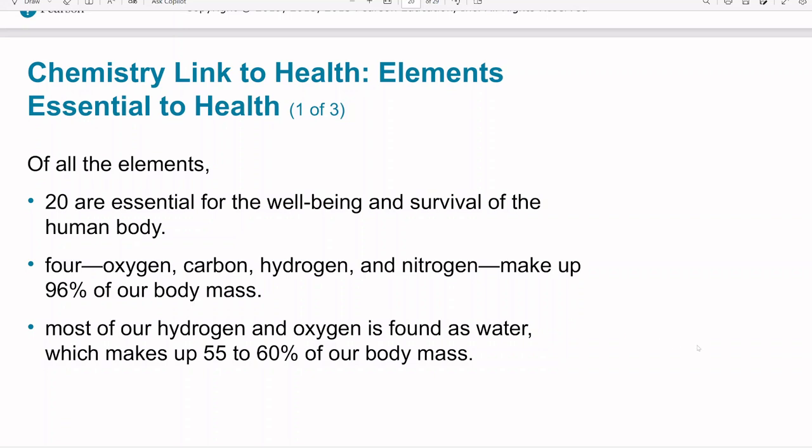Next, we'll consider some elements that are essential to health. Of all of the elements, 20 of those are essential for well-being and survival of the human body. Four, oxygen, carbon, hydrogen, and nitrogen, make up 96% of our body mass. Most of our hydrogen and oxygen is bound up in water, which makes up about 50 to 60% of our body mass.